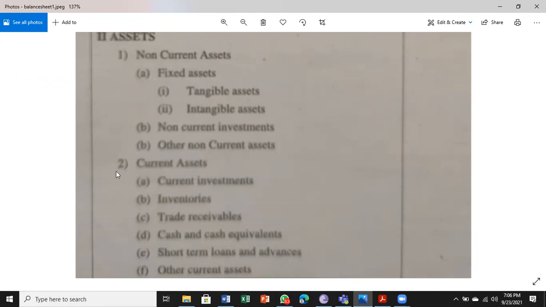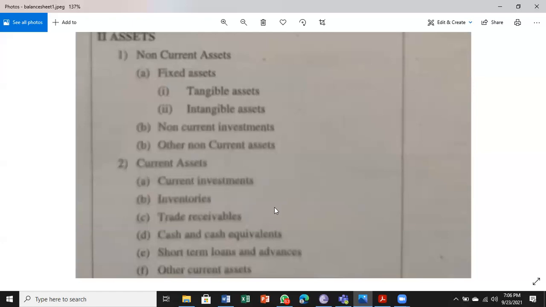Then under part 2, heading is called current assets. Then you have 6 subheadings there, A to F. A, current investment. B, inventories, that is nothing but stock of goods. C is trade receivables, that is debtors. D is cash and cash equivalents.